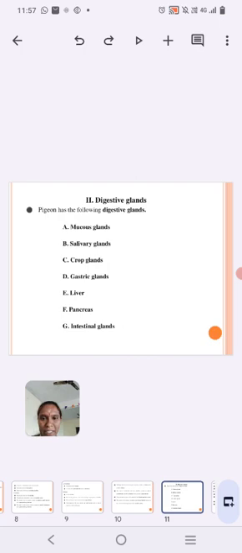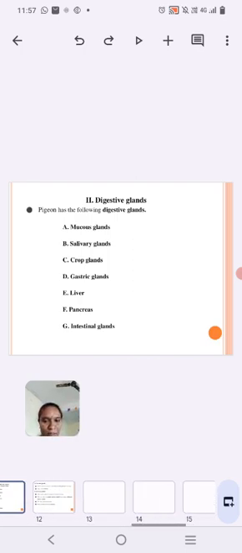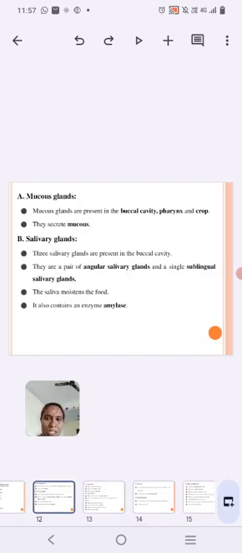The second part is the digestive glands. The pigeon has the following digestive glands: mucus glands, salivary glands, crop gland, gastric glands, liver, pancreas, and intestinal glands. These glands secrete compounds which help in the further digestion of food material. The first one is the mucus gland. Mucus glands are present in the buccal cavity, pharynx, and crop. These glands secrete mucus.